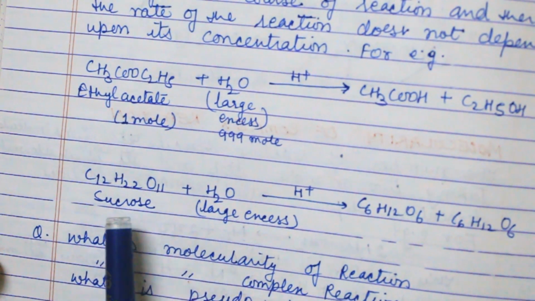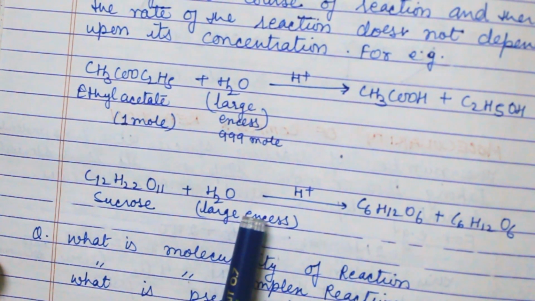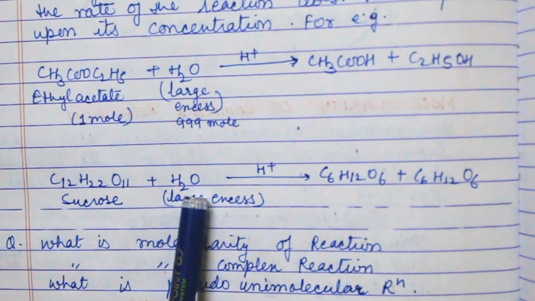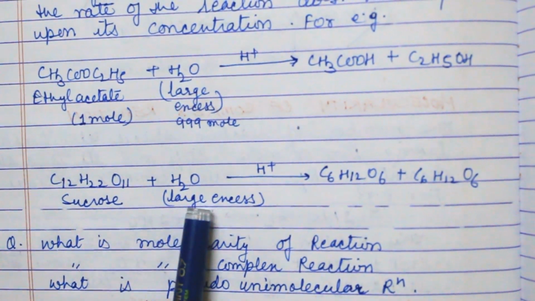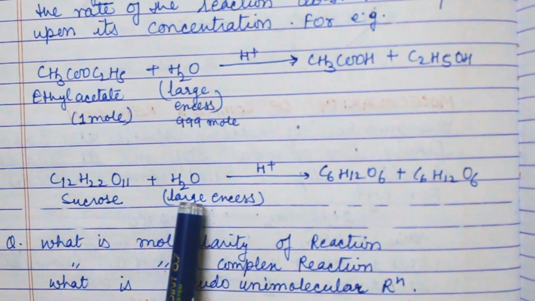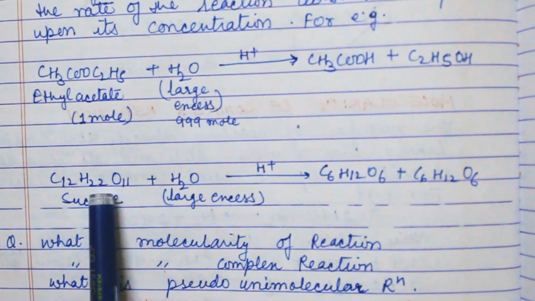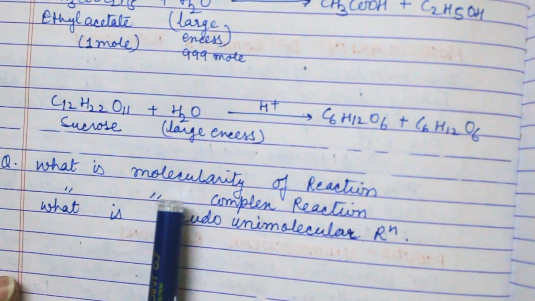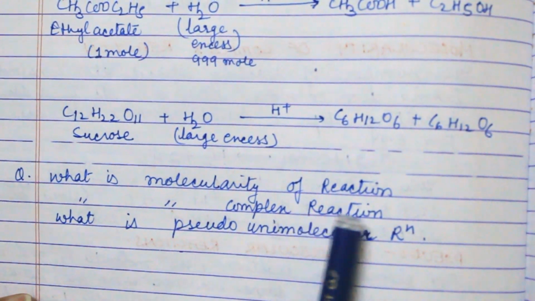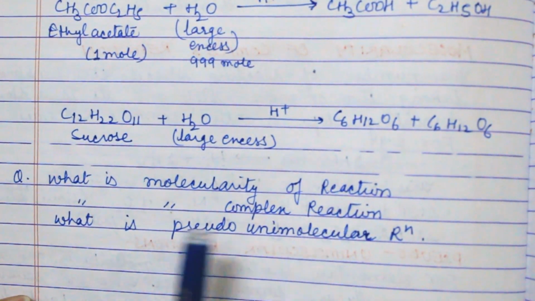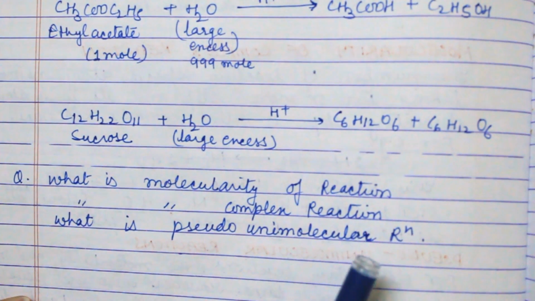Now next example is sucrose and a large amount of water. For example, 1 mole of sucrose dissolved in 999 moles of water. So here also the water is in excess, so the order is 1 but the molecularity is 2 because 2 molecules join together to form the solution. So my questions for today: what is molecularity of reaction, what is complex reaction, what is pseudo unimolecular reaction.